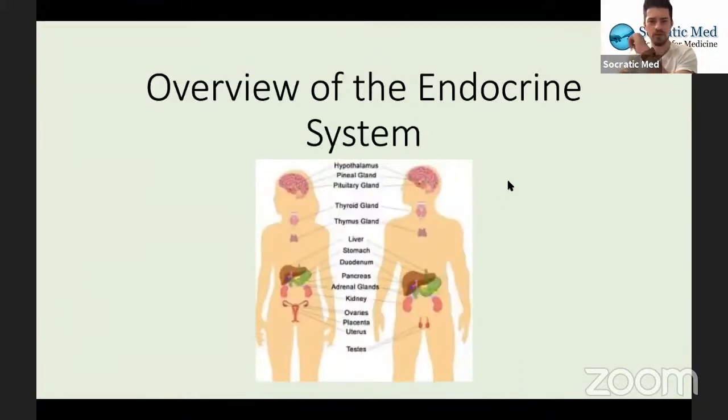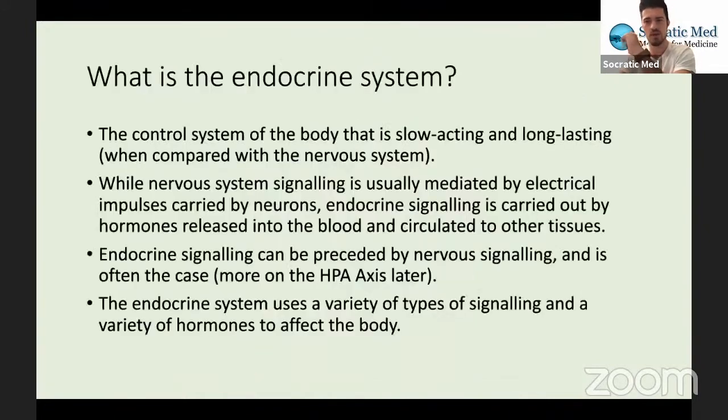Okay, so we're going to start just with a brief overview of the endocrine system, which is the system that controls hormones in your body. So, what is the endocrine system? It is the control system of the body that is slow acting and long lasting when compared with the nervous system.